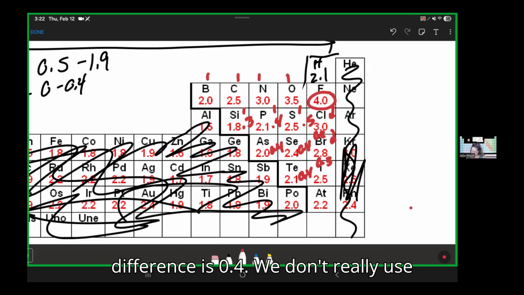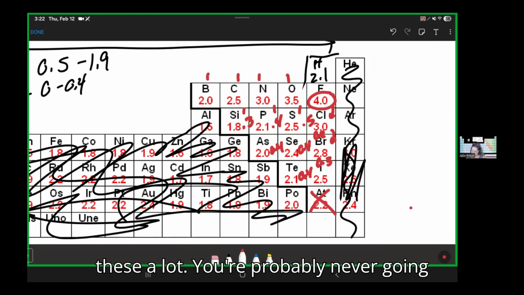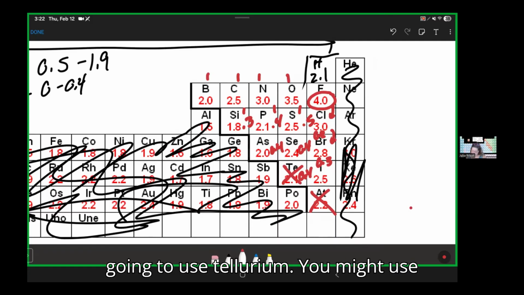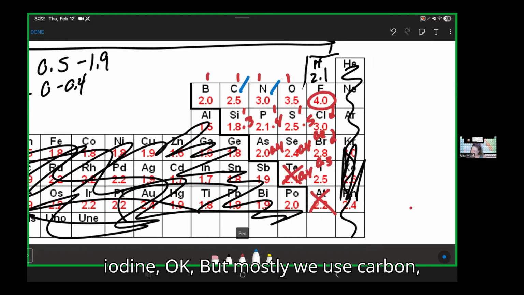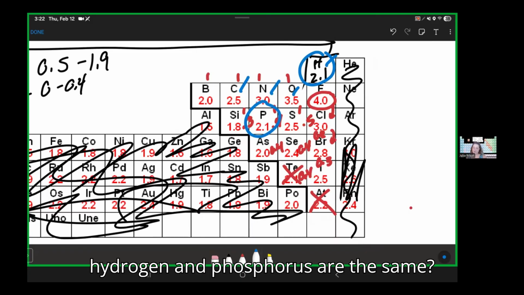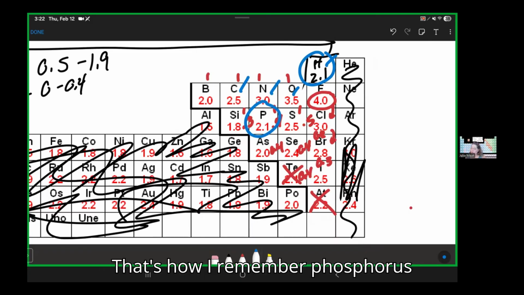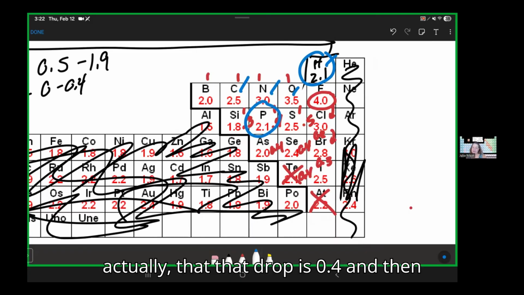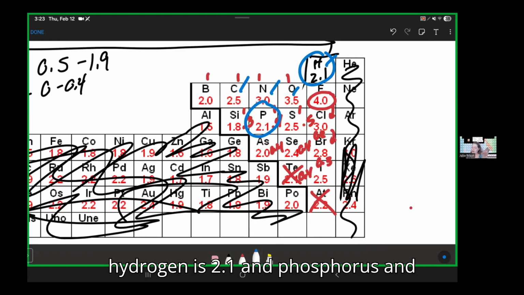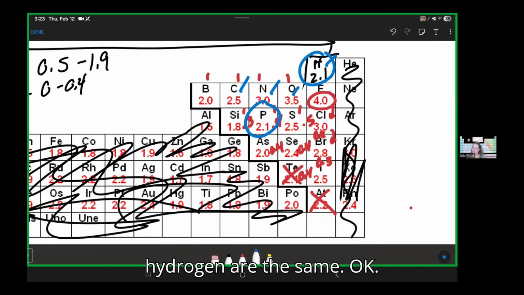We don't really use these a lot. You're probably never going to use astatine. I doubt you're ever going to use tellurium. You might use iodine, but mostly we use carbon, nitrogen, oxygen, hydrogen. Oh yeah, hydrogen is 2.1. Hydrogen and phosphorus are the same. That's how I remember phosphorus actually, that drop is 0.4 and then the next one is 0.3, because I remember hydrogen is 2.1 and phosphorus and hydrogen are the same.